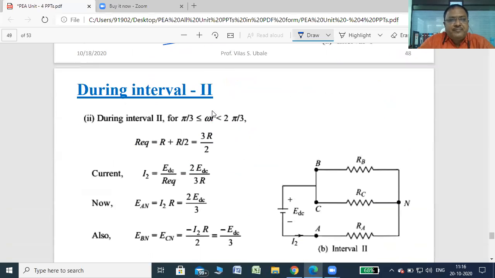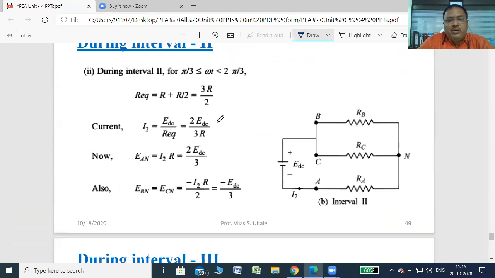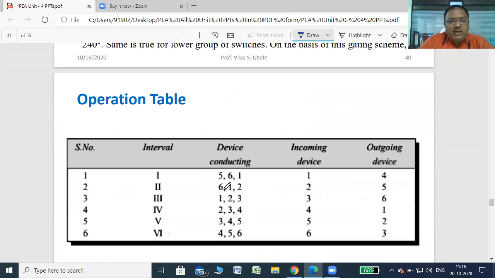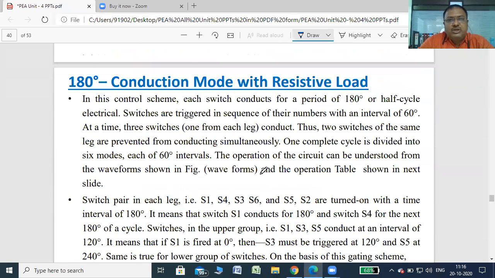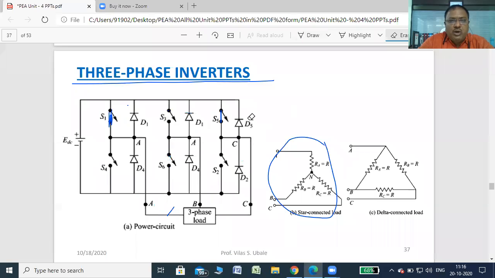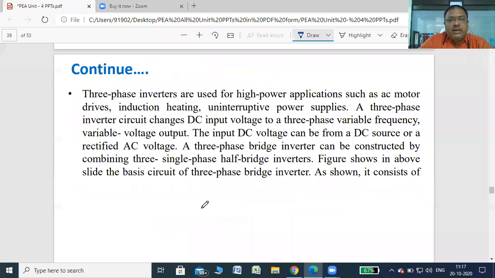So, second interval. In the second interval, we can check from the table, 6, 1 and 2 are on. I'll just show you, 2 is on, 6 is on, 5 is off. So the incoming current is only A. S1 is positive, but B is negative as well as C is also negative. So this is the condition.